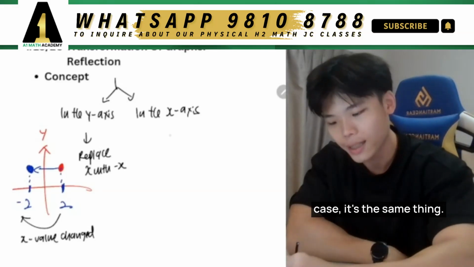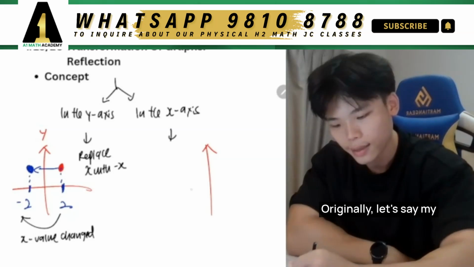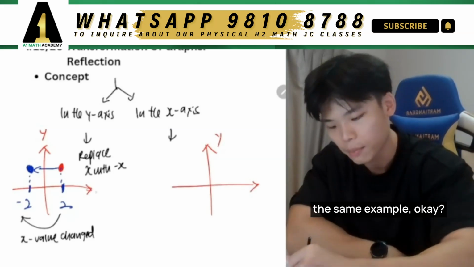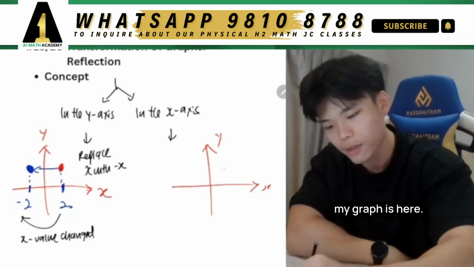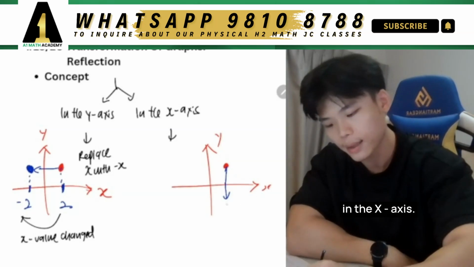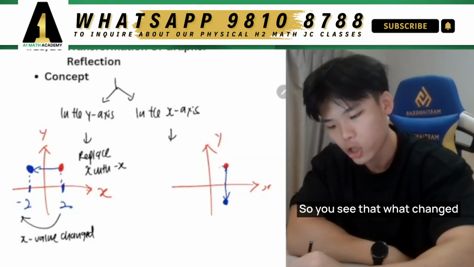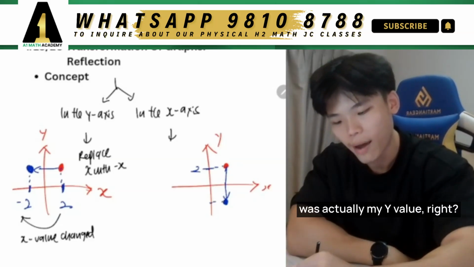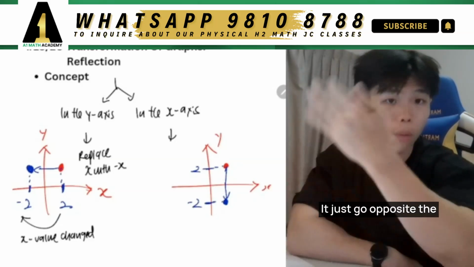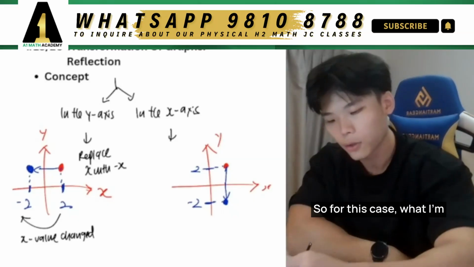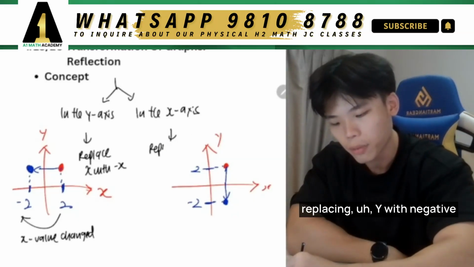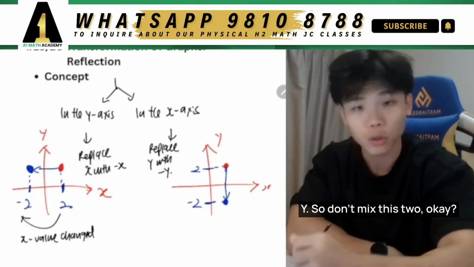And then for the other case, it's the same thing. Originally, let's say my graph, I'm just going to use the same example. Okay, originally, let's say my graph is here. Now I want to reflect in the x-axis. So you see that what changed was actually my y value, right? It just goes opposite the x-axis like a mirror. So for this case, what I'm actually doing is replacing y with -y. So don't mix these two up.